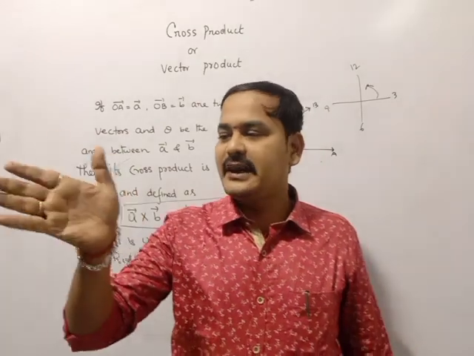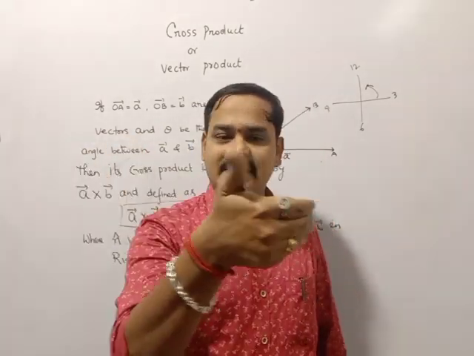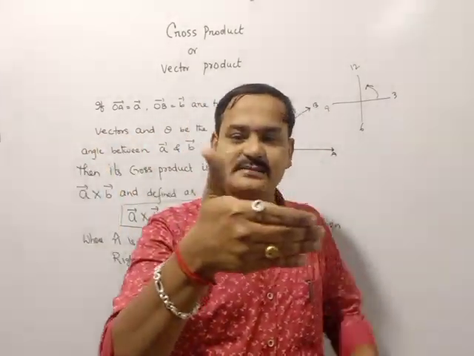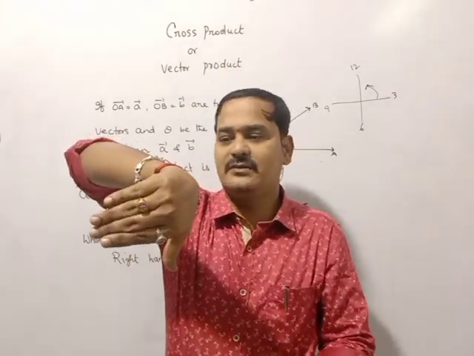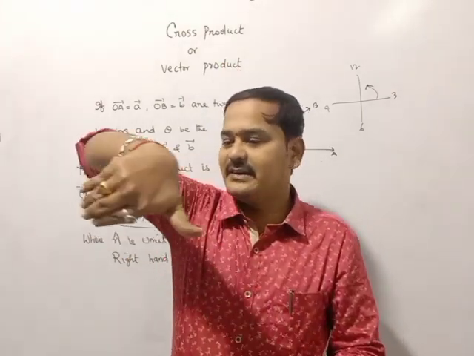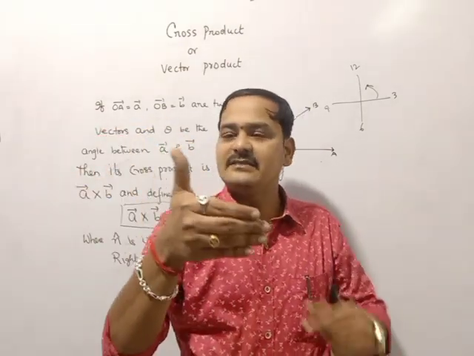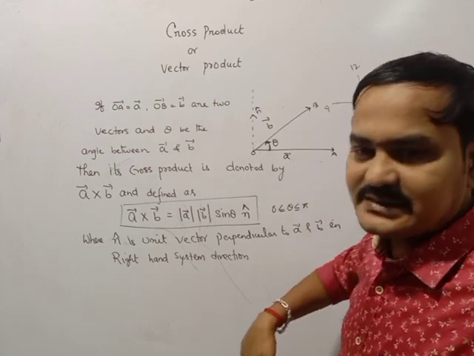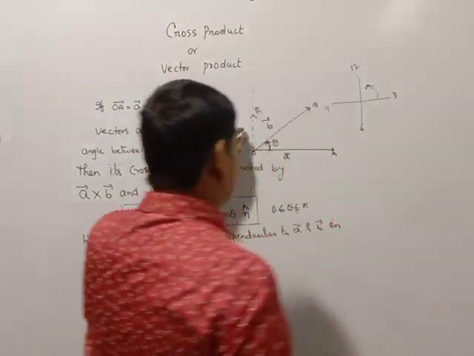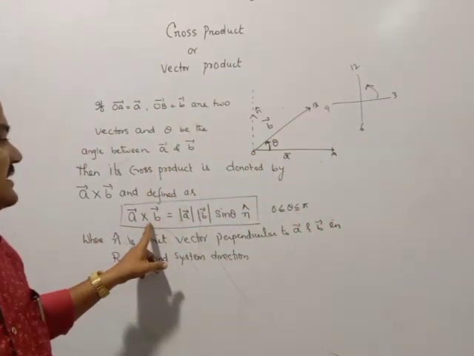Otherwise, you use your hand rule. If you rotate like this, it will be going upward. If you rotate like this, it will be going downward. Clockwise means downward, anti-clockwise means upward. This is the unit vector, because the unit vector only gives the direction concept.